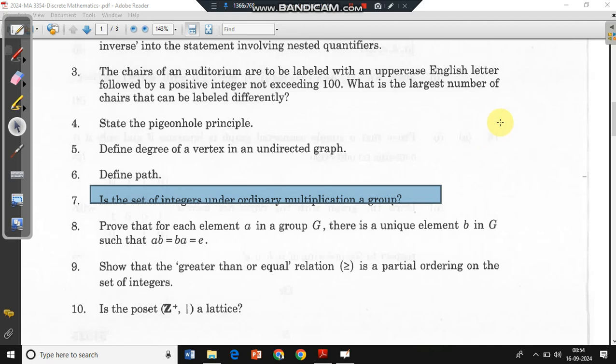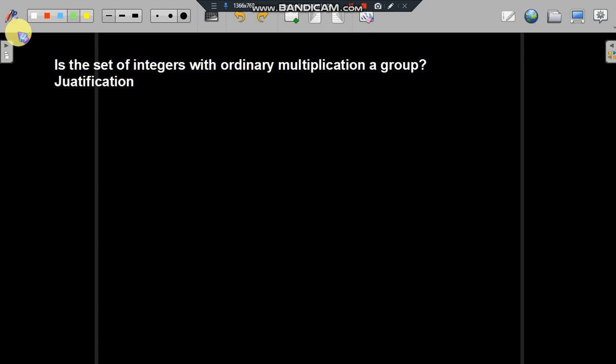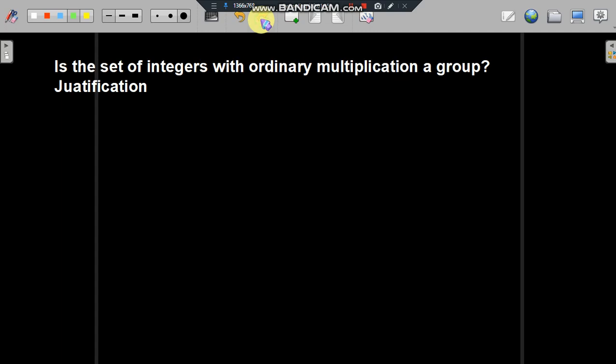Now let me prove this. Now understand that this is a group or not. That's what we have to understand. Now the question is: is the set of integers with ordinary multiplication a group? So we are going to justify that, whether it is true or false. That is what we are going to justify.